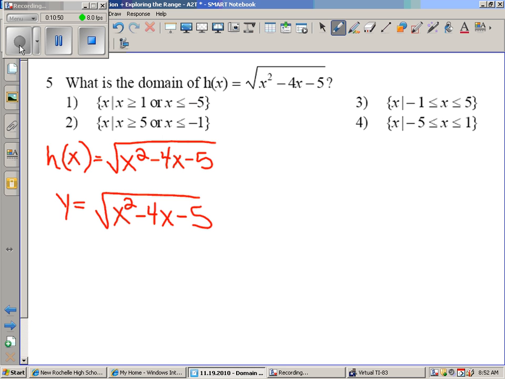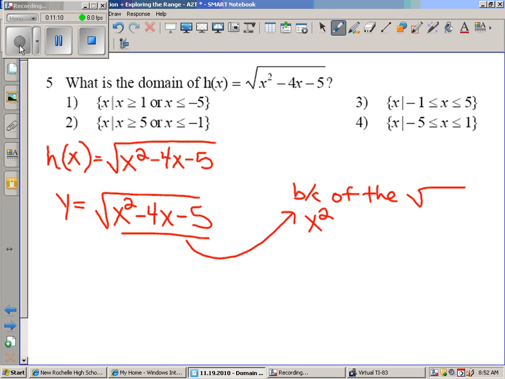Okay, so here's the deal. We got a square root. We got a radical. So that means there's a restriction. What's the restriction? It can't be less than 0. This stuff underneath here, because of the radical, because of the square root, the stuff underneath it has to be greater than or equal to 0.